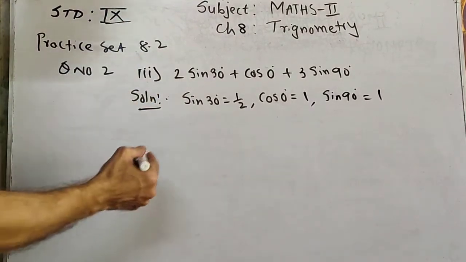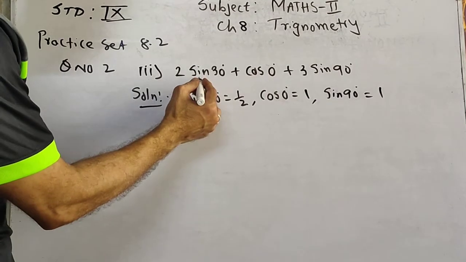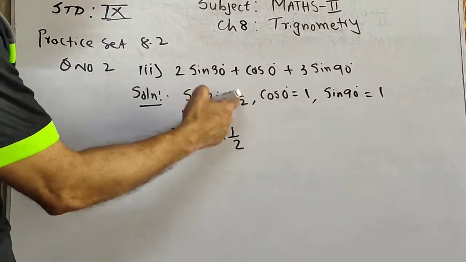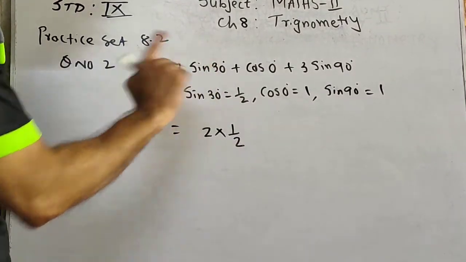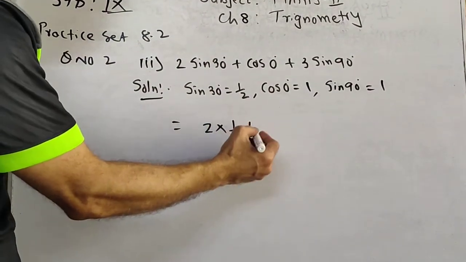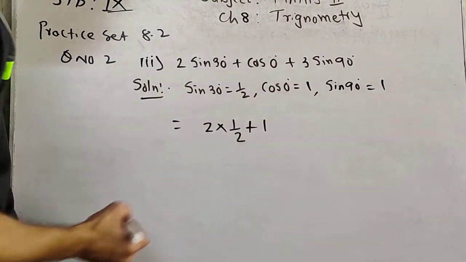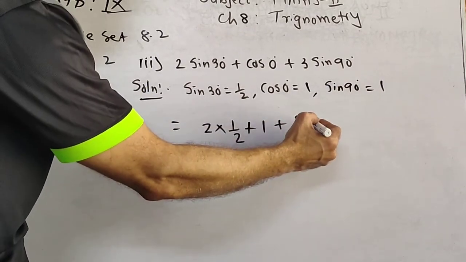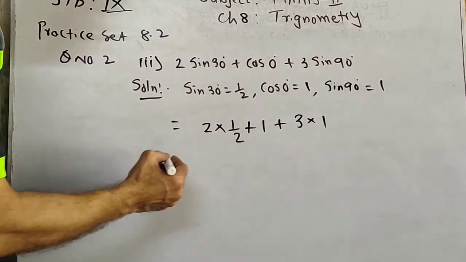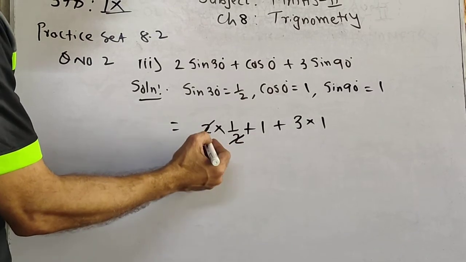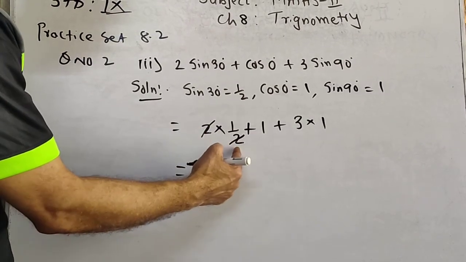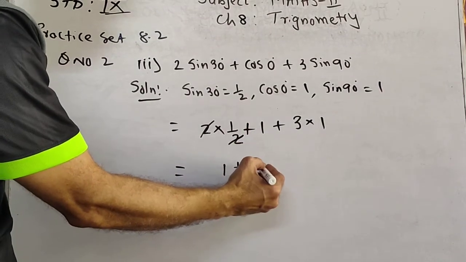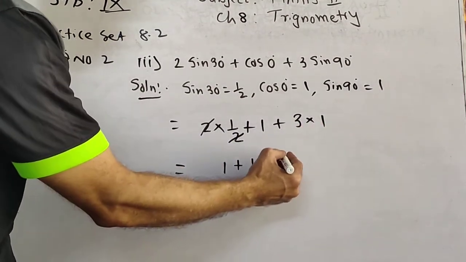Okay. Now we have to solve the sum. So 2 into sine 30 means 2 into 1 upon 2. Sine 30 value is 1 upon 2. No square here. Square is not there. Plus cos 0 is 1. So 1 plus 3 sine 90 is 1, 3 into 1. So here 2 and 2 will get cancelled because the multiplication sign is there. 1 is remaining. 1 plus 1 plus 3 ones are 3.